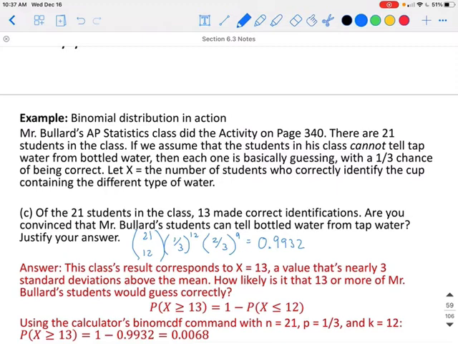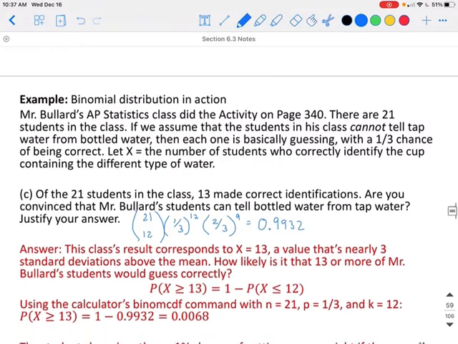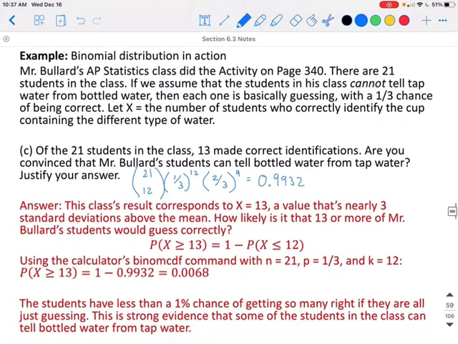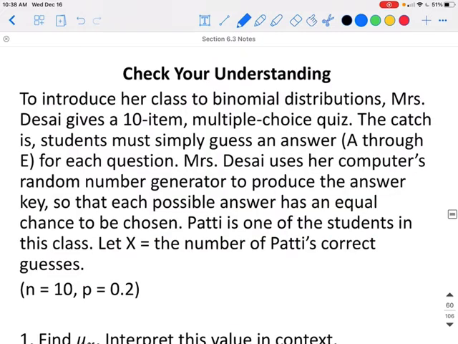So to find the probability that x is greater than or equal to 13, you would just do 1 minus the probability that it's less than or equal to 12, and you're going to get a success rate of 13 or more. The probability of that would be 0.0068. So there is less than a 1% chance of getting so many right if they are only guessing. So this is strong evidence that some of the students in the class can actually tell the difference between bottled water and tap water. Let's check our understanding.